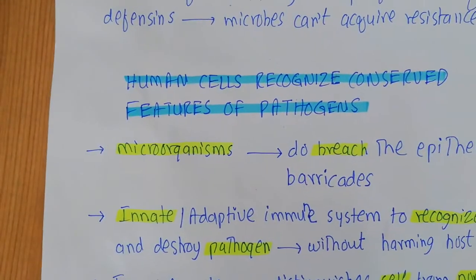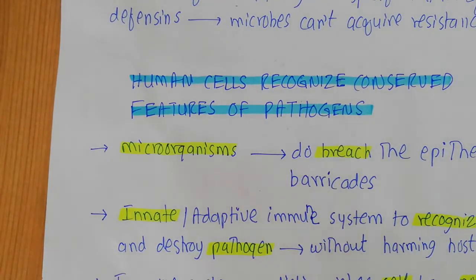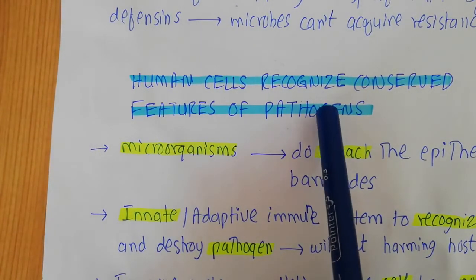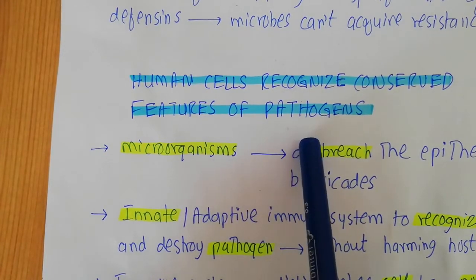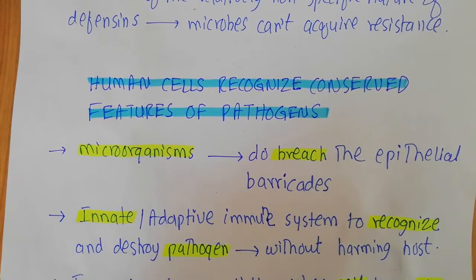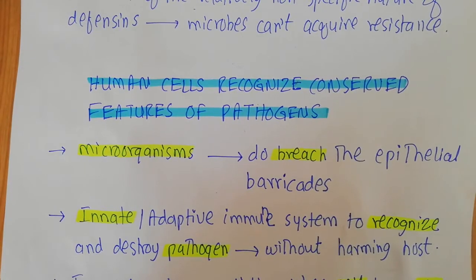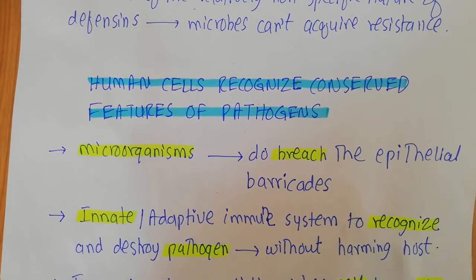Now in this particular video I want to focus on human cell recognition, how the human cells recognize the conserved features of the pathogens. When you talk about the immune system, there should be something specific to the microorganisms or pathogens that the human immune system can recognize and neutralize, only the pathogen, without harming the host cells.